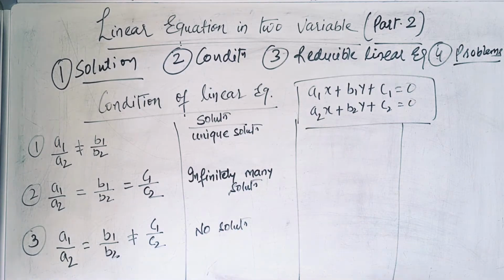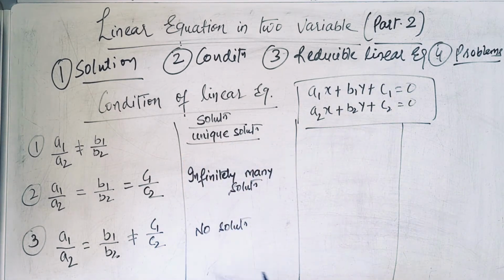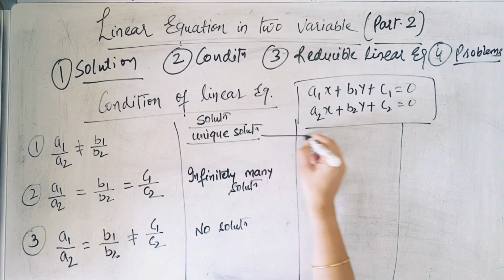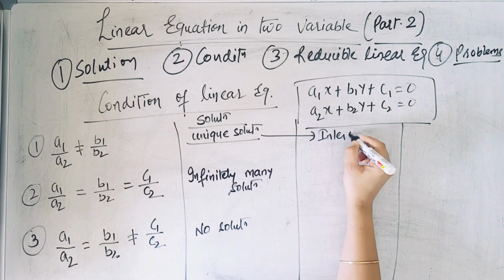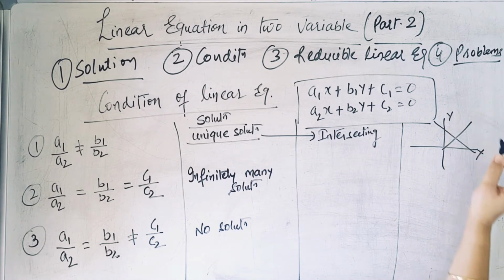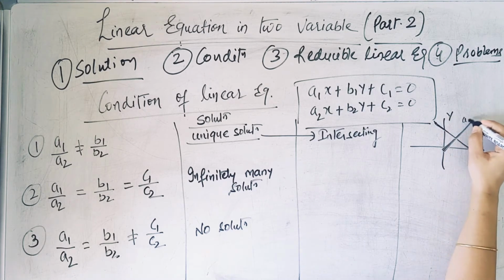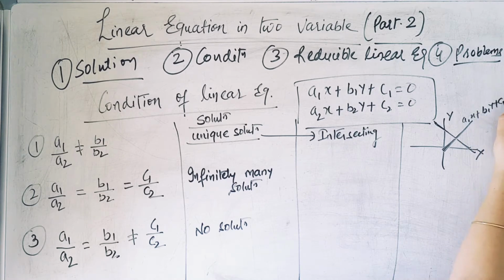Now when we draw a graph of these equations, suppose it is a unique solution, and now we have to draw a graph. So if we draw a graph, we'll get intersecting lines. Like this we'll get. This is the x-axis and this is the y-axis. So the lines will intersect each other. This line is a1x plus b1y plus c1, and this line is a2x plus b2y plus c2.